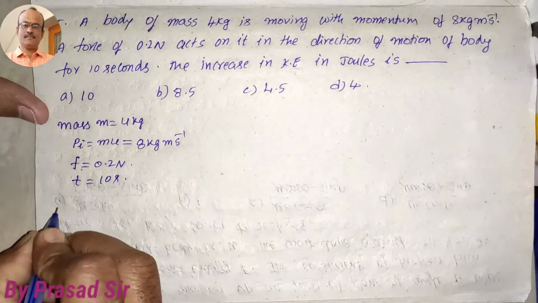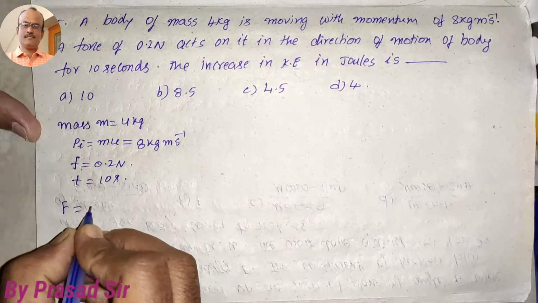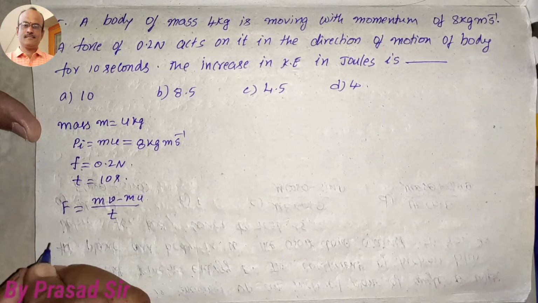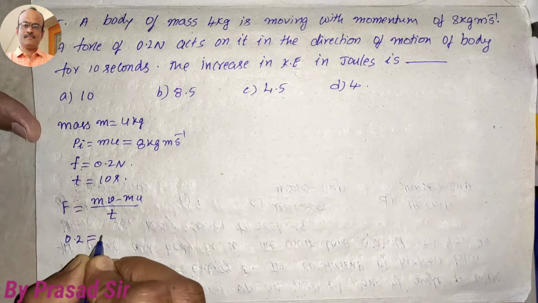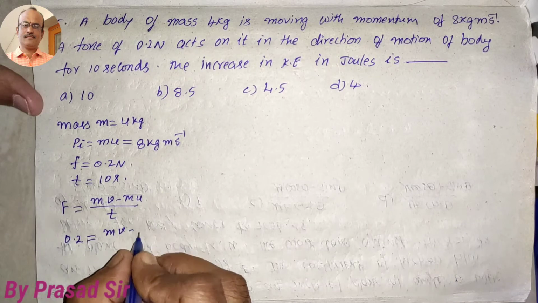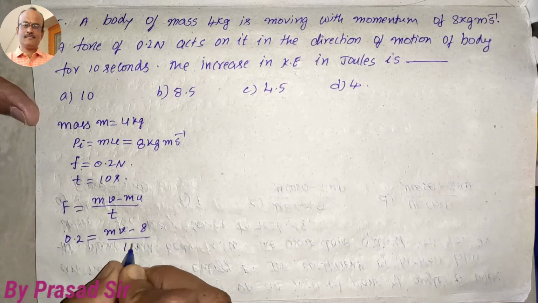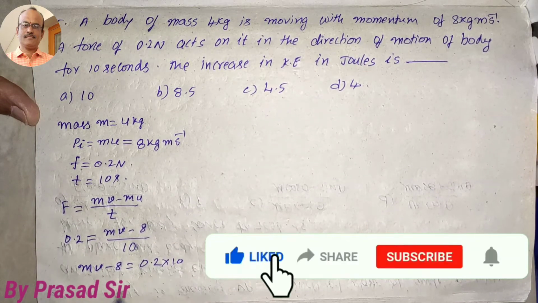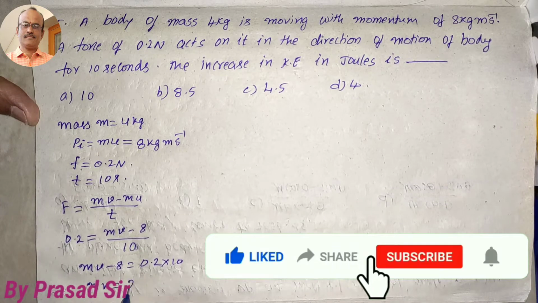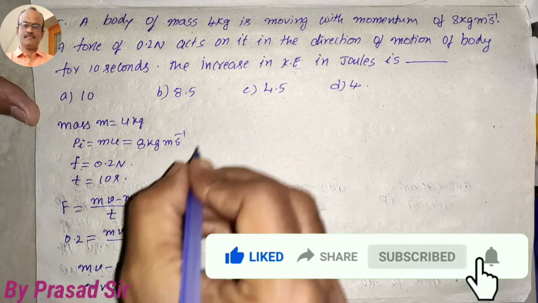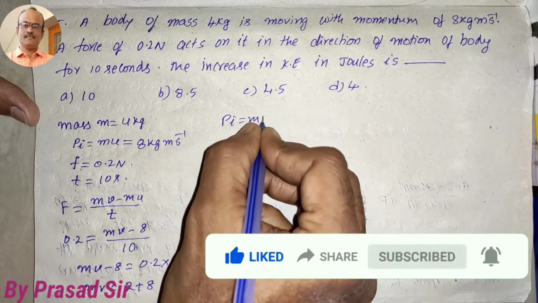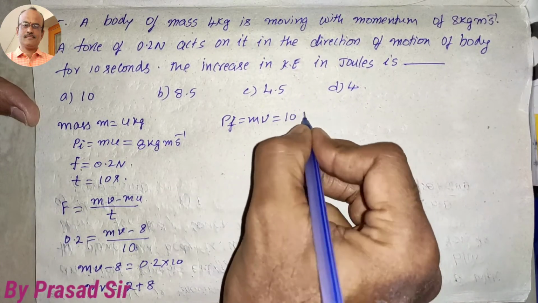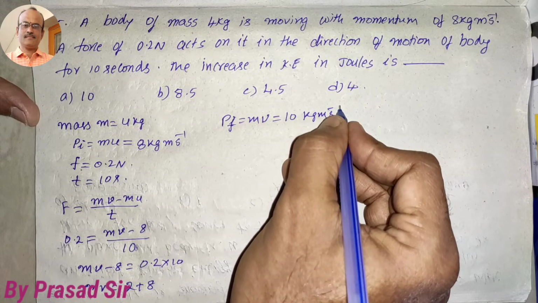To calculate the momentum, first of all, force is equal to change in momentum, that is mv minus mu divided by t. So force is 0.2, and mv minus mu is mv minus 8, divided by 10. So mv minus 8 is equal to 0.2 into 10. Then mv is equal to 2 plus 8. mv is nothing but p final, and p initial is 8, so p final is 8 plus 2, 10 kilogram meter second to the power of minus 1.